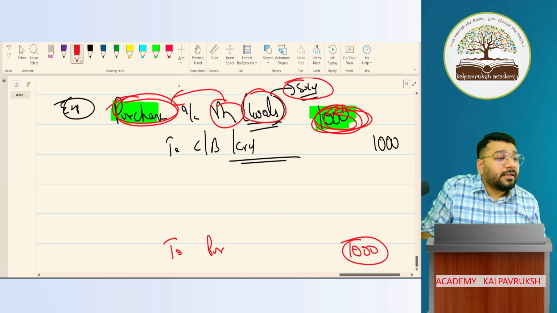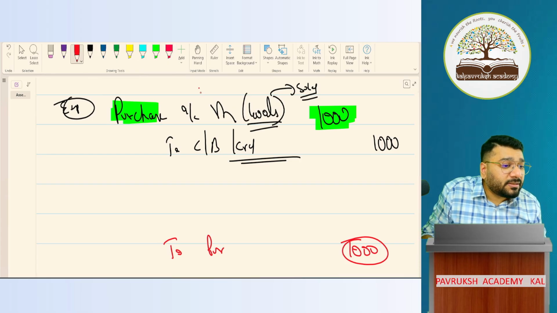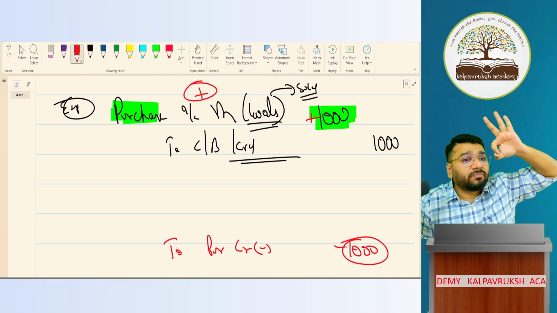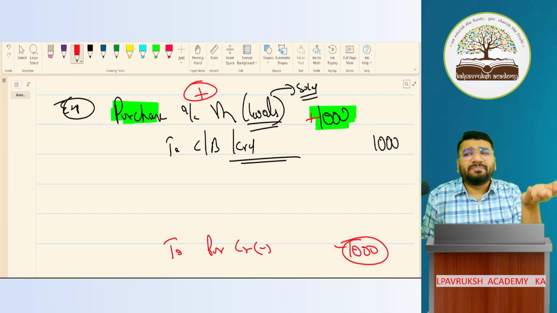Got it, not got it? Purchase account debit here means plus. Credit means minus. Plus 1,000, minus 1,000. What is the balance in purchase account? 0. What is the balance in purchase account? 0. But this is business expenditure, no, sir.